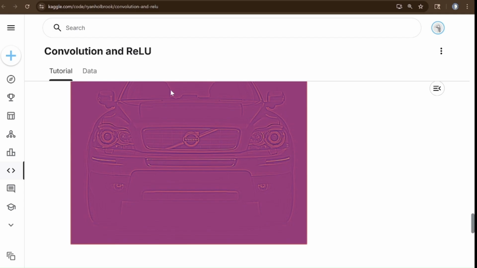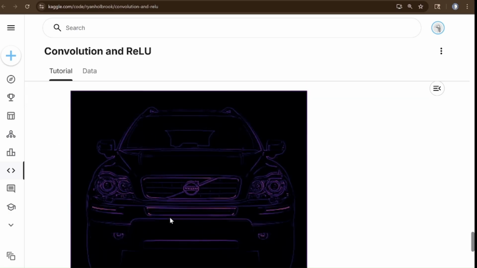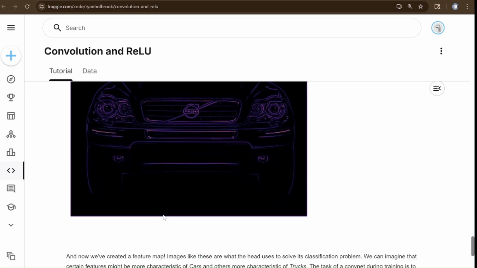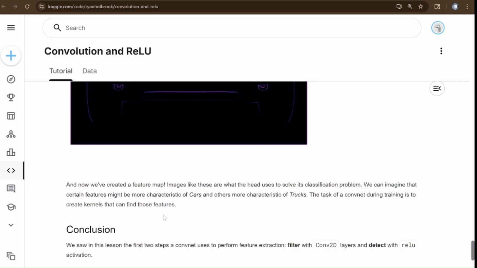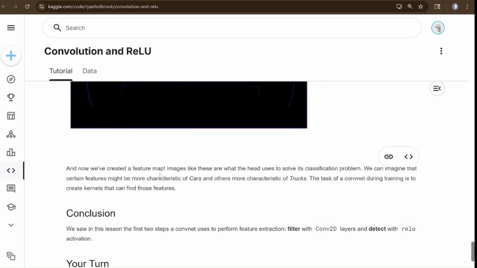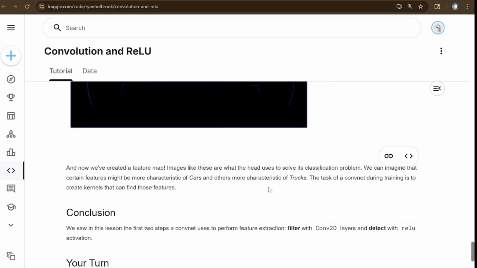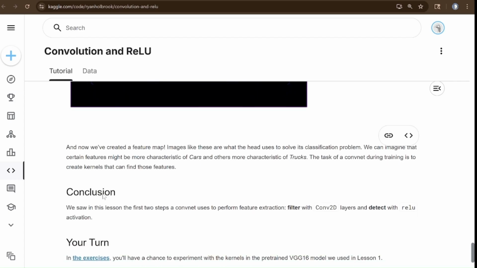What it has done, from these feature maps, is that the negative pixel values are transformed to 0. Only the positives are given priority because ReLU thinks negatives are not required. Now we have created a feature map. Images like this are what the head uses to solve the classification problem. We can imagine that certain features might be more characteristic of cars and others of trucks. So the task of a convnet is to create kernels that can find those features.